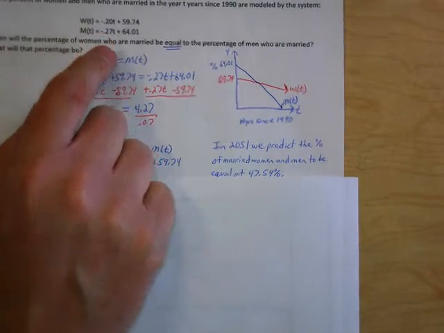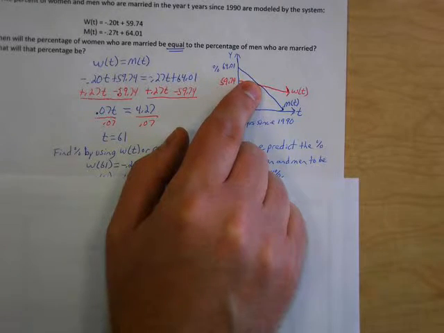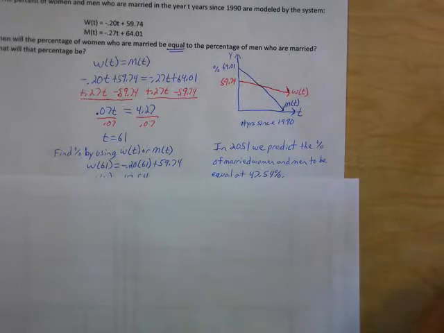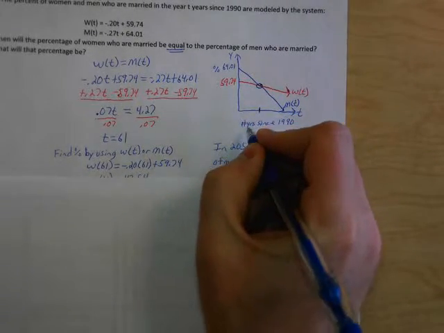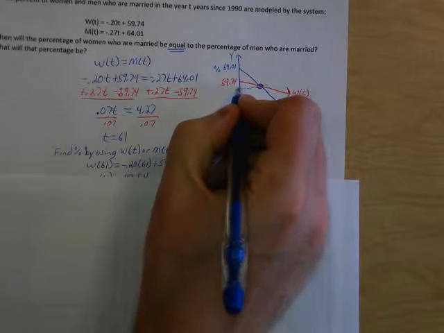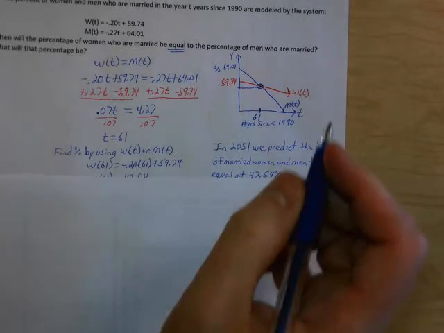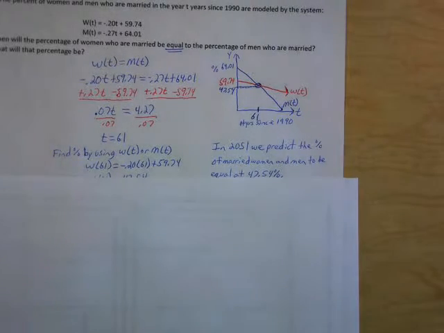So that means eventually the men will decrease to where the women are, and what we're trying to find is that intersection point. So that intersection point that we found had a t value of 61, and the y value, okay, if you go straight across, the y value would have been 47.54. Okay, that's how you interpret that answer on a graph.